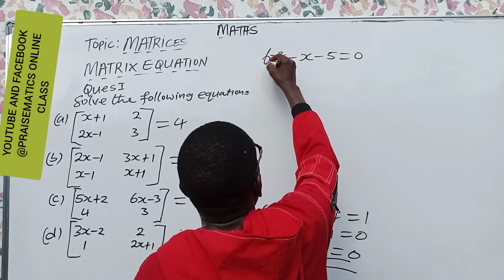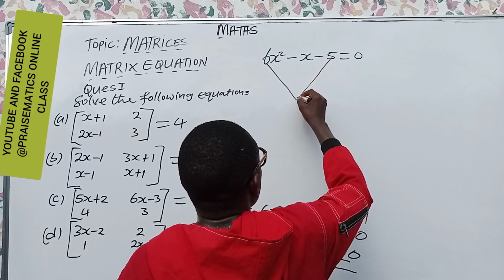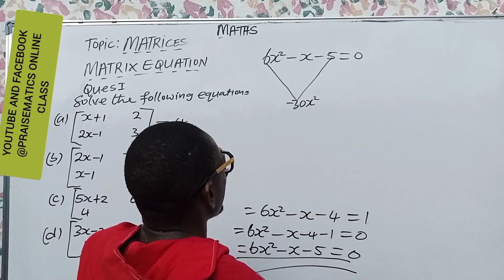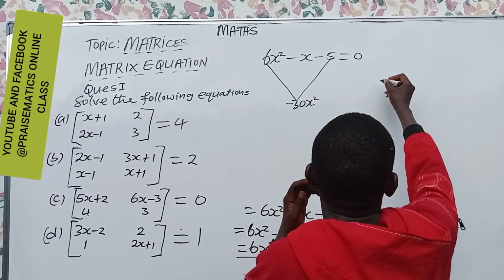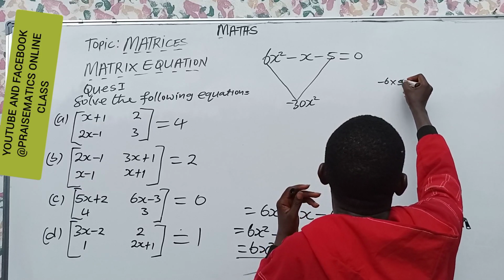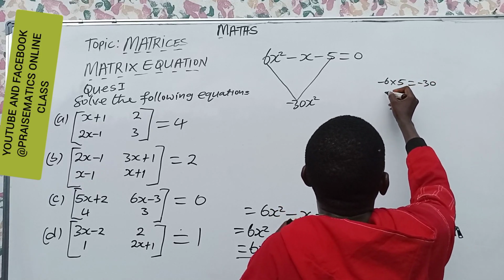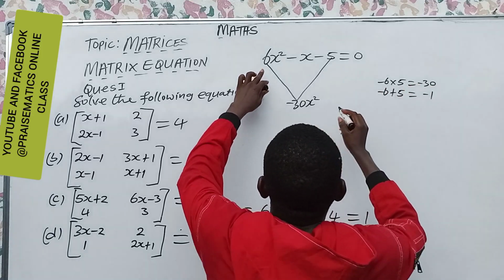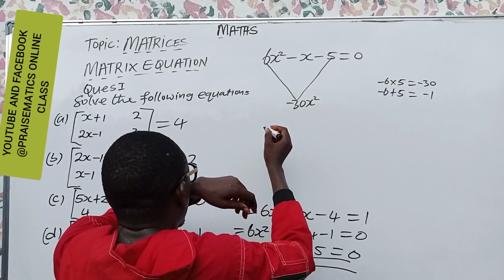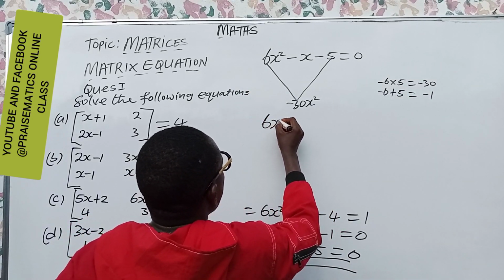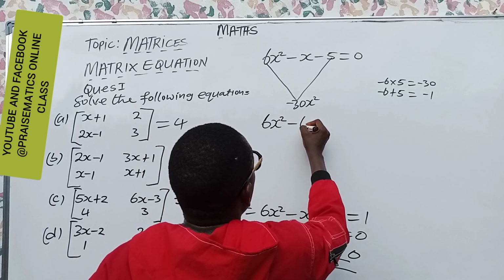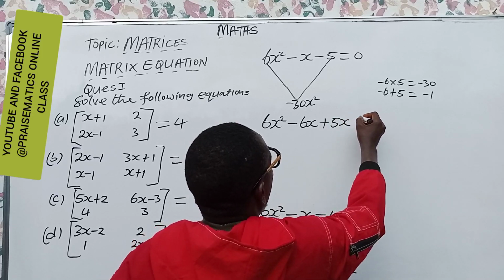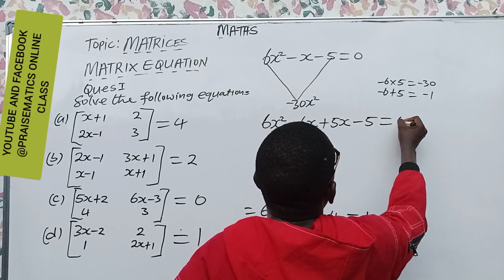How do we factorize 6x squared minus x minus 5 equal to 0? Well, we have to multiply this by this, which will give us minus 30x squared. So we are going to look at the factors of minus 30x squared. Minus 6 times 5 will give us minus 30. Minus 6 plus 5 will give us minus 1, and that is the coefficient of x. So our factors are 6x squared minus 6x plus 5x minus 5 is equal to 0.